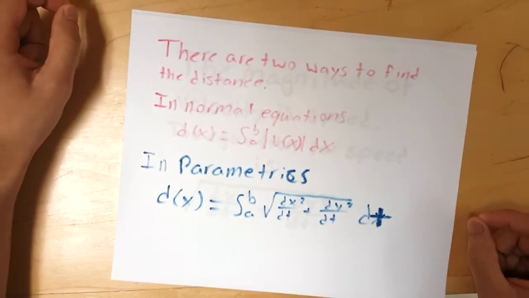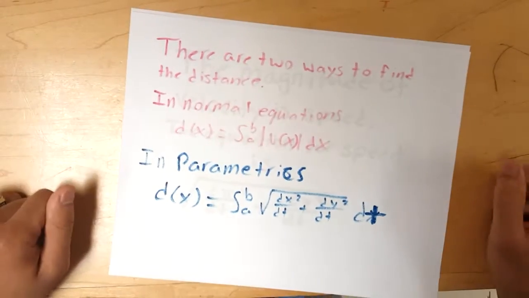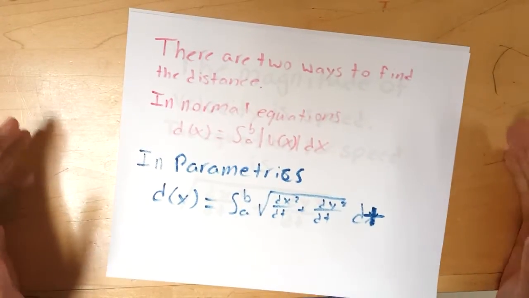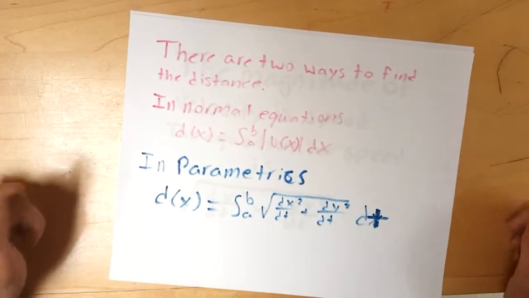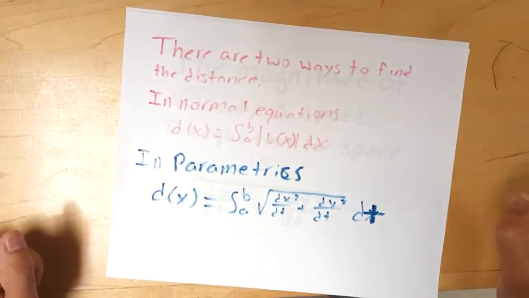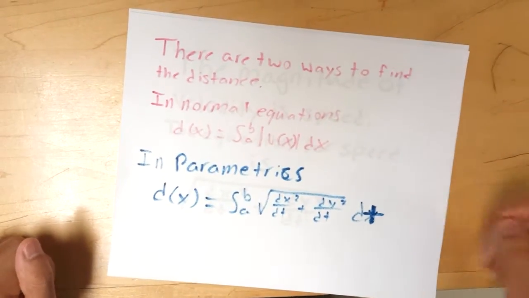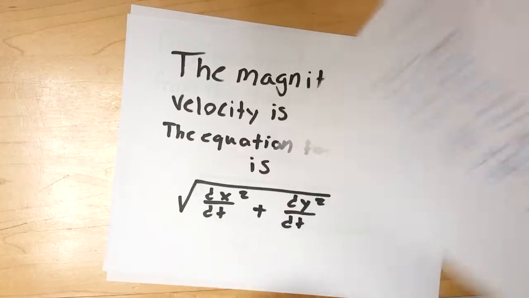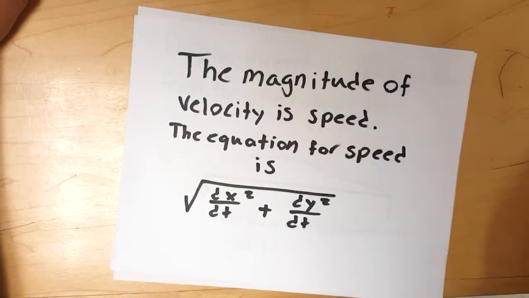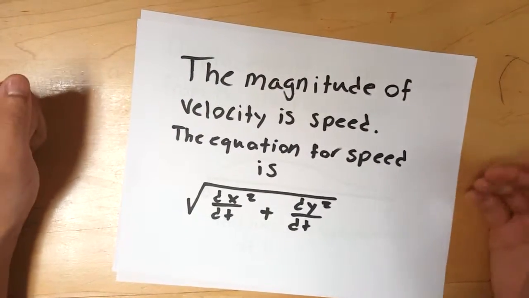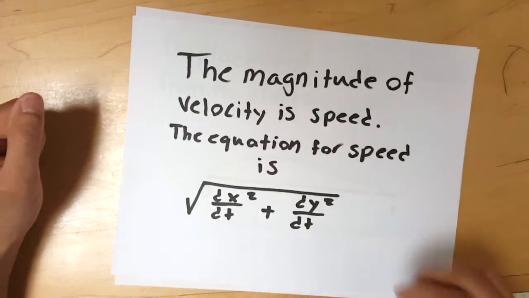There are two ways to find the distance. In normal equations, we have d equals the integral from a to b of the absolute value of the square root of x dx. In parametrics, d equals the integral from a to b of the square root of (dx/dt) squared plus (dy/dt) squared dt. The magnitude of velocity is speed, and the equation for speed is the square root of (dx/dt) squared plus (dy/dt) squared.